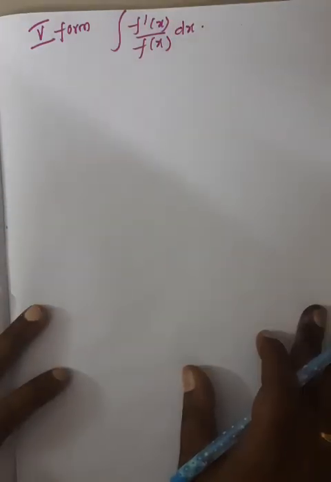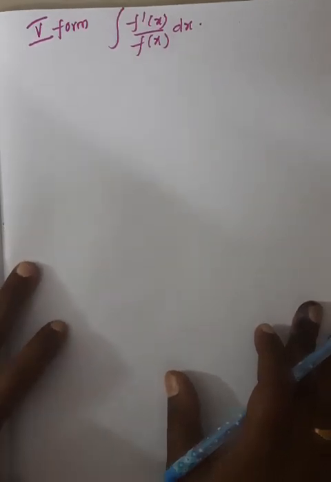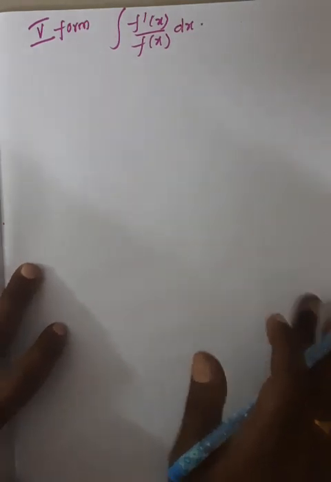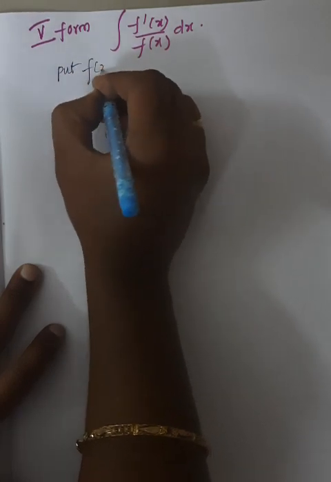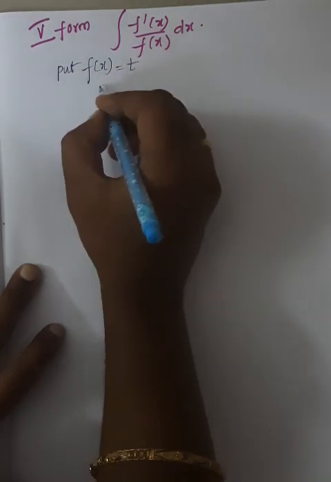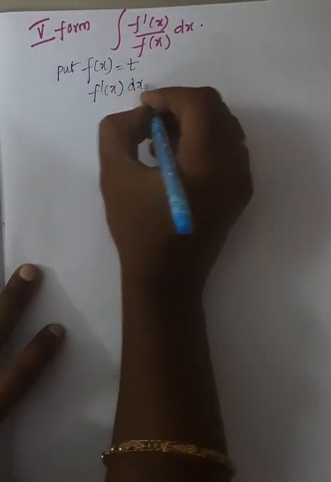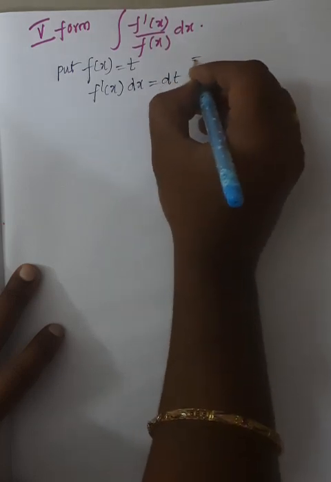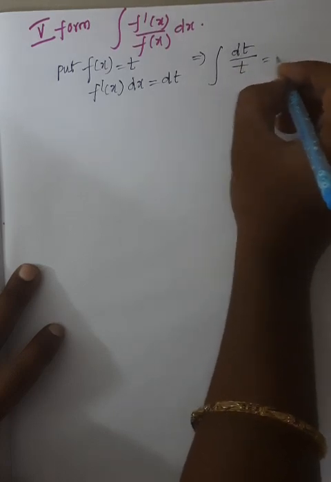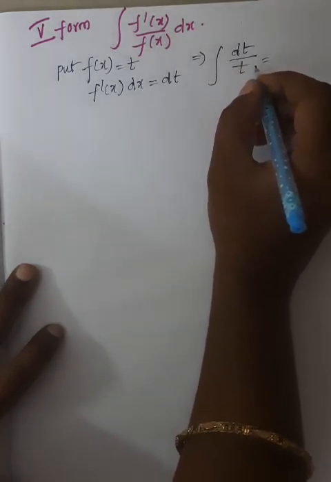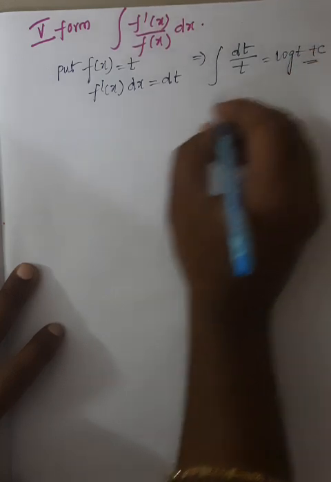Now we shall move on to our next form, that is the fifth form, integration of f dash of x by f of x into dx. So here we have to put the denominator f of x equal to t. Then differentiate both sides. You will get f dash of x dx is equal to dt. Now it will become integration of dt by t. So we all know that integration of 1 by t is log t plus c. So this is one of the important forms.